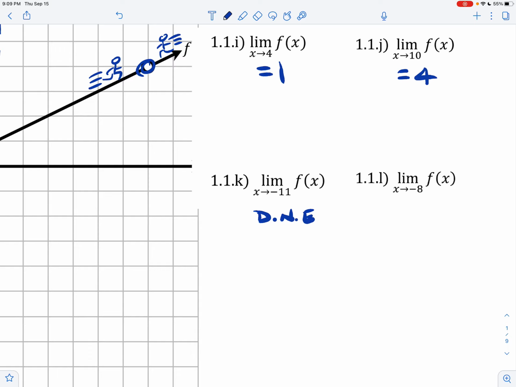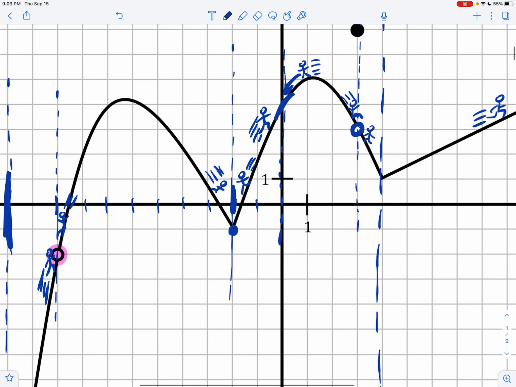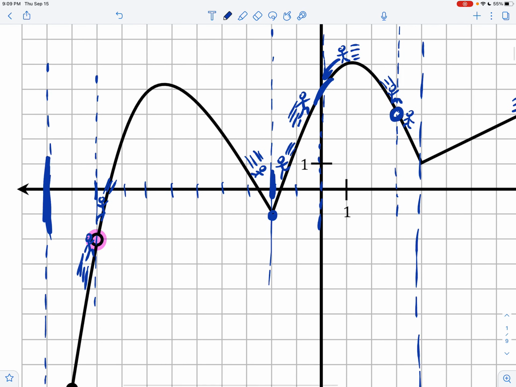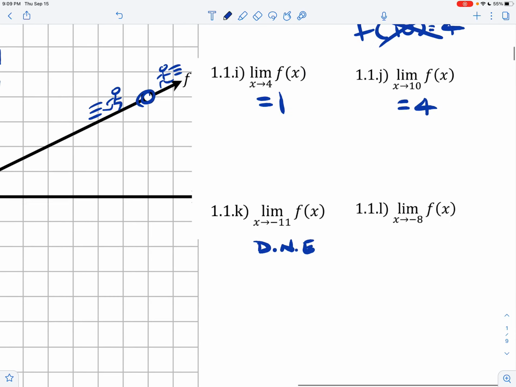And finally, limit as x approaches negative 8. That's right along this stuff here, just right along the curve itself. That has a value of 2.